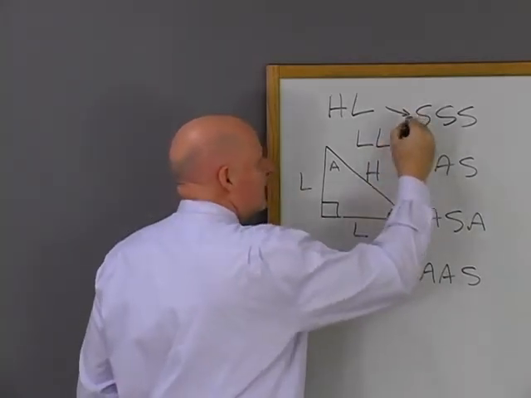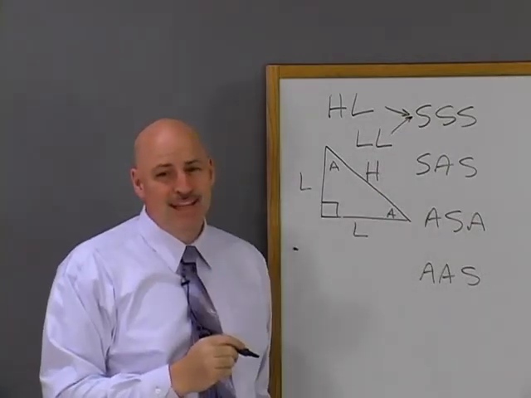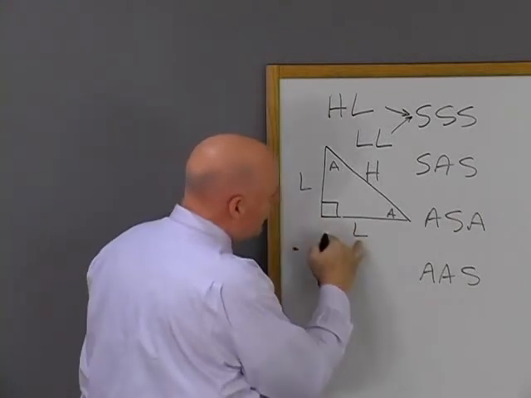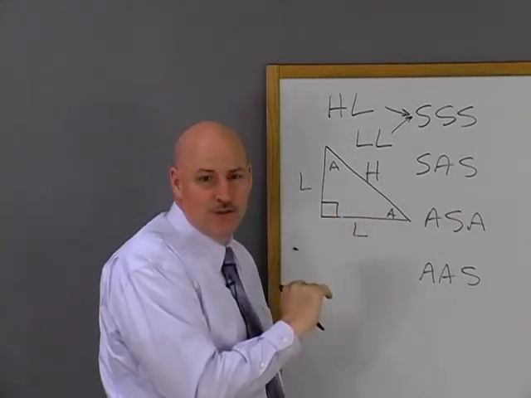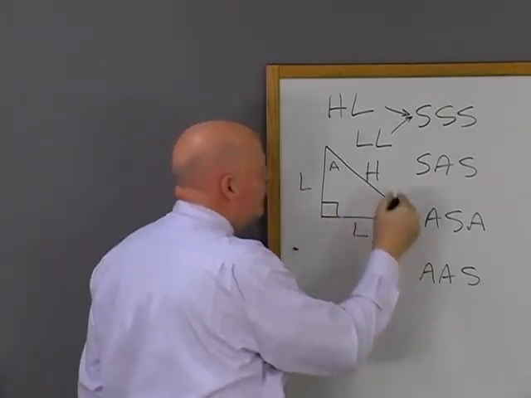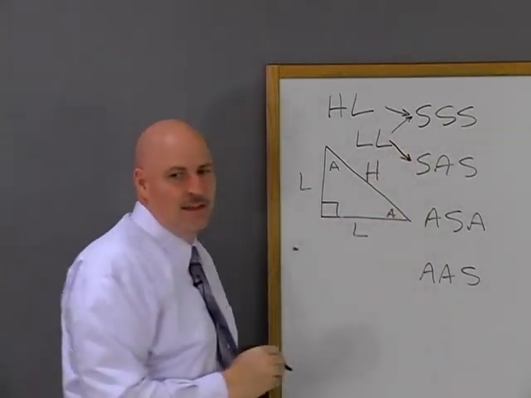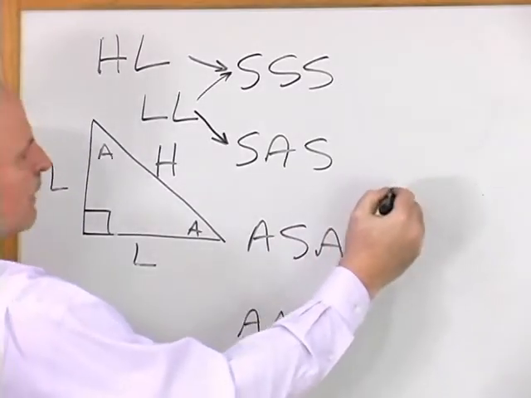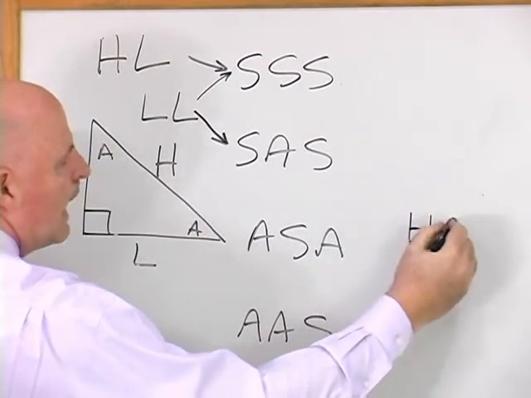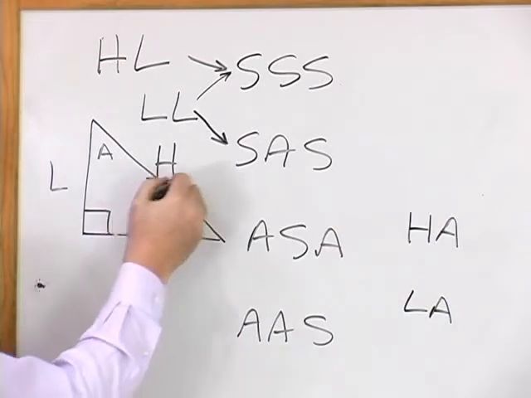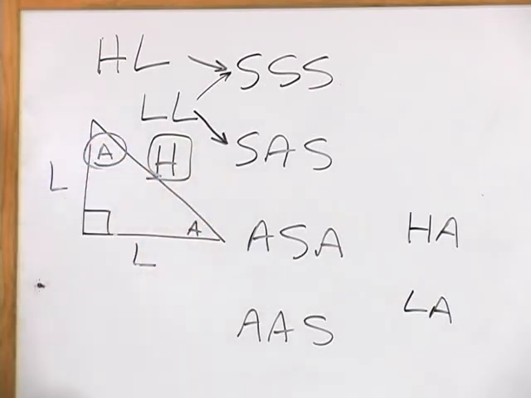So that would be like this. But you know what else it can be? It could also be this one. Because if you have leg, leg, you've also got the angle in between, don't you? So this would be side, angle, side. That would be the same. There's two more: hypotenuse-angle, and leg-angle. So if you have the hypotenuse and one angle, which one would this be like over here?